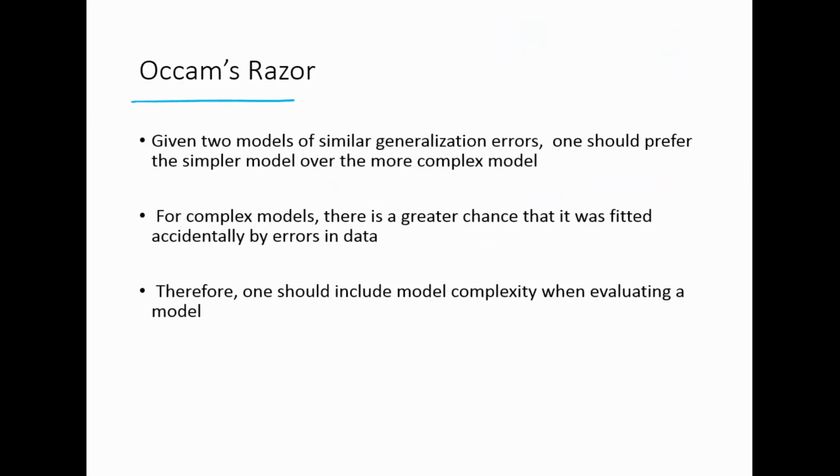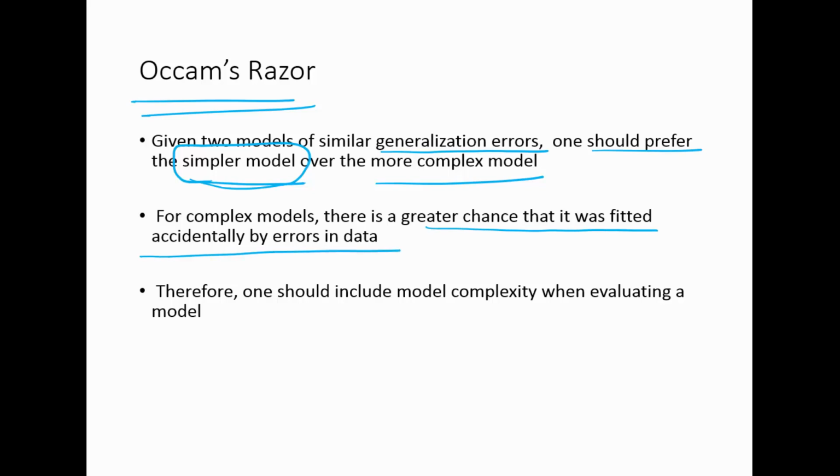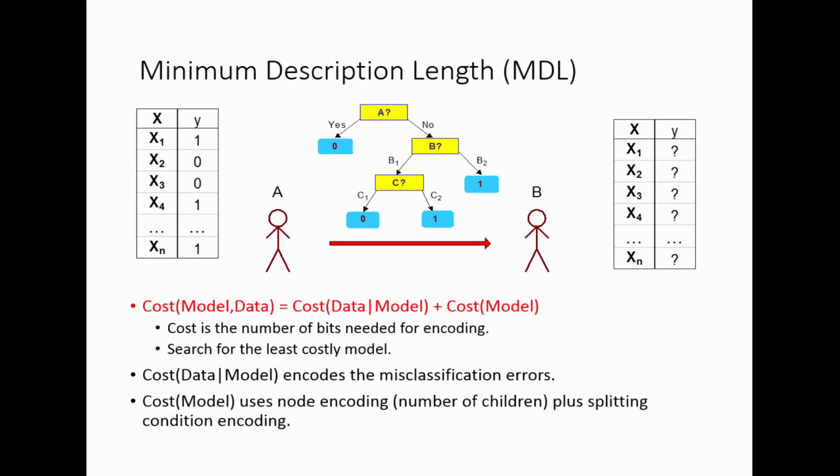So the jargon is called Occam's razor. That means you should use a simpler model. Given two models of similar generalization error, the one that should be preferred is the simple one over the complex model. So everywhere a simple model should be used if it is doing a good job. For a complex model, there is a greater chance that it was fitted accidentally. That means it accidentally does a good job, but it's not going to do a good job in future. So complex models should be avoided.